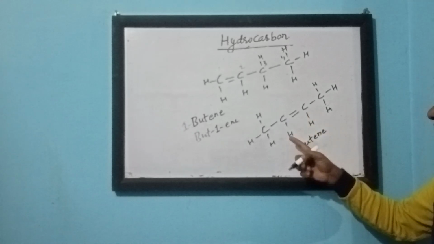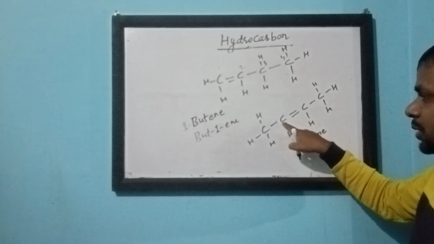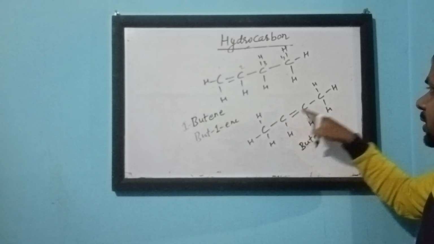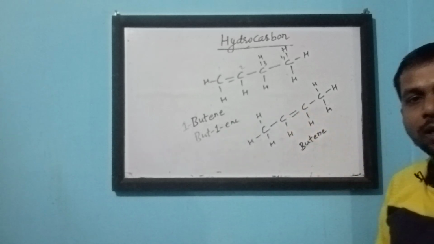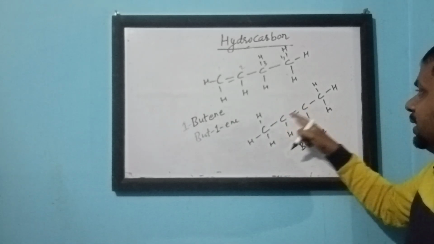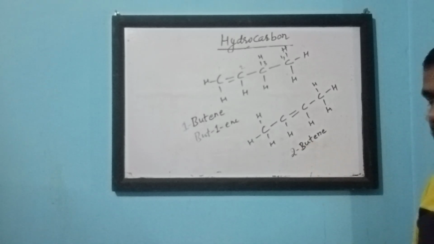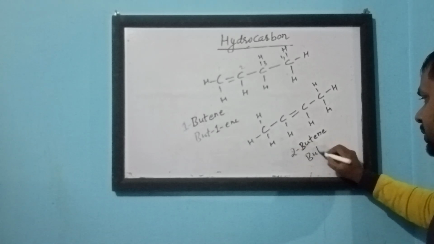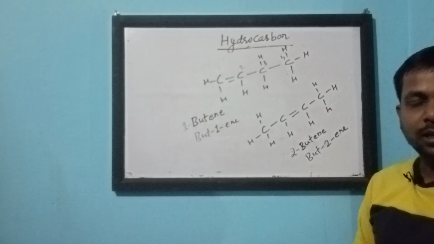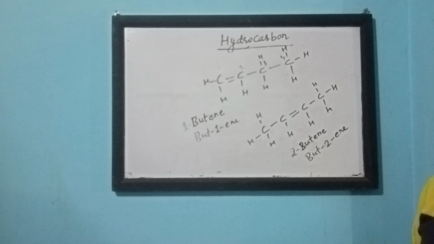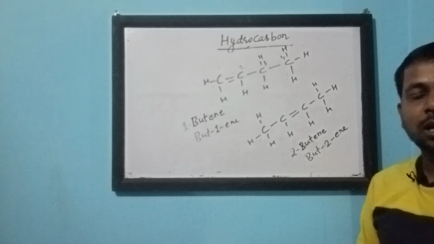Similarly, please say what will be the name of this. From this side, if we count 1 2, the second carbon has the double covalent bond. From the other side we are also counting 1 2, second carbon. From both sides the number is 2, so its name will be 2-butene, or simply we can say but-2-ene. I hope you are understanding how to name the hydrocarbons: alkane, alkene, and alkyne.